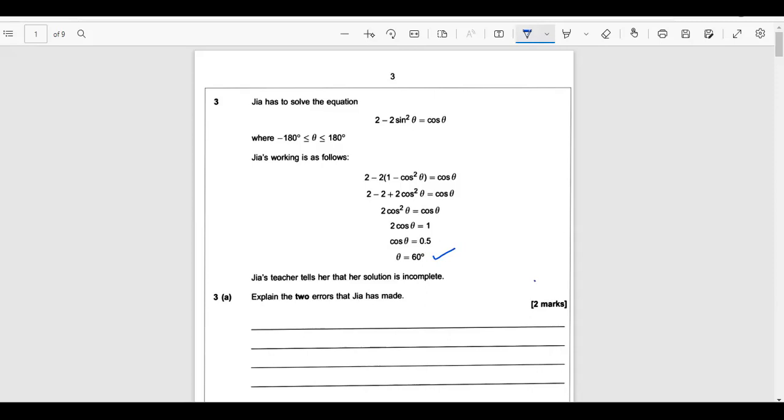So it is a 2-mark question. Just know that it won't be something very technical or very difficult, right? So let's look at it. So this is what the question looked like. For the second step, she just used sine square theta, and we know that sine square plus cos square is equal to 1. So this is what she has used. Sine square would be equal to 1 minus cos square theta. So here she has plugged in 1 minus cos square theta.